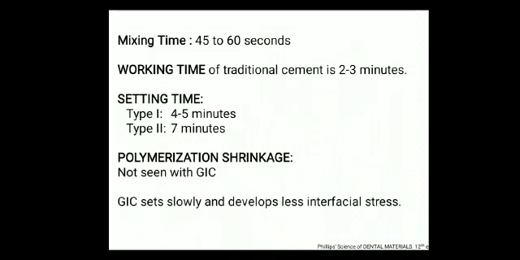Mixing time is 45 to 60 seconds. Working time is 2 to 3 minutes for the traditional cement. Setting time for the type 1 luting GIC is around 4 to 5 minutes and type 2 restorative GIC is around 7 minutes. There is no polymerization shrinkage seen. GIC sets slowly and develops less interfacial stress.